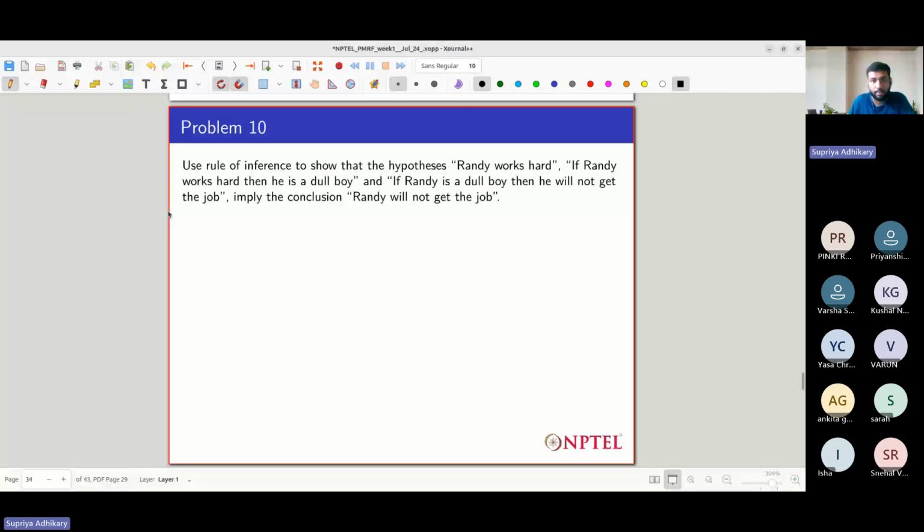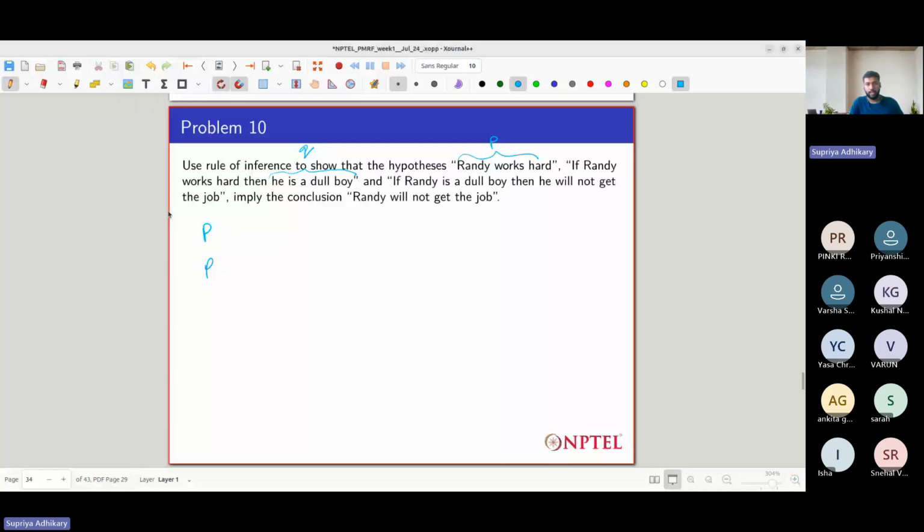Now if Randy works hard, then he is dull. So let's say that being a dull boy is basically Q. So if Randy works hard, he is a dull boy. So P implies Q is given over here.